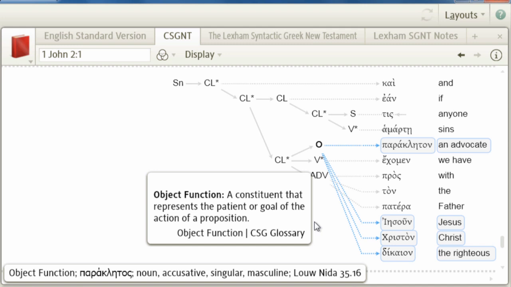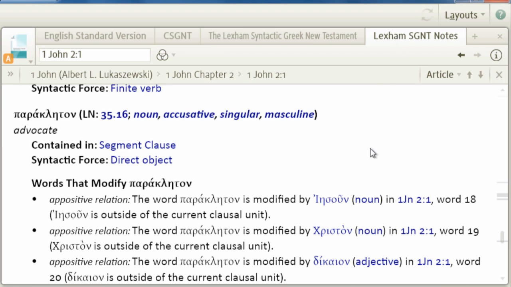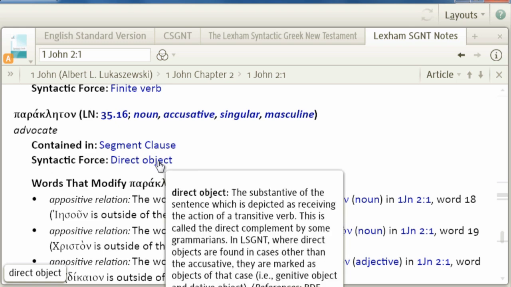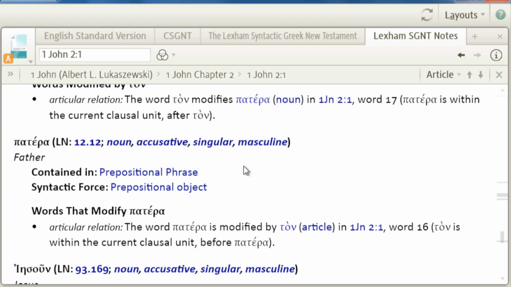For another way of looking at this, let's look at the Lexham Syntactic Greek New Testament, expansions and annotations. And here we can see that parakleton, which is translated advocate, is in the accusative case, but its syntactic force, its function within the clause, is that of the direct object. Let's scroll down and look at the other words in the accusative case. Now remember what I said about patera, which is translated father?